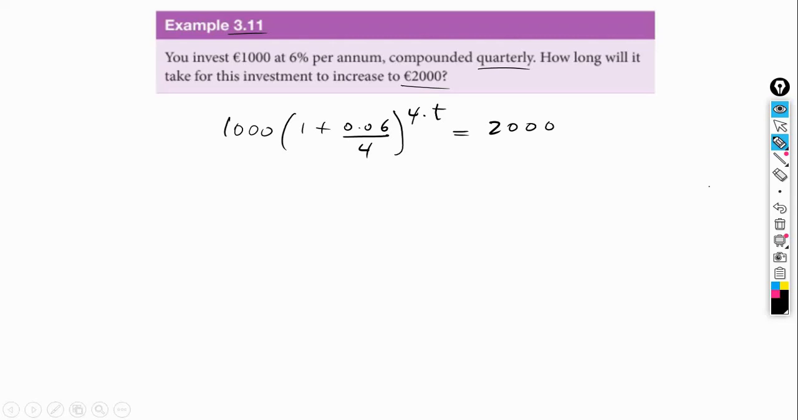That's the question here. So if we do a little bit of expansion here and simplification, notice that we can divide by 1,000, and then we can add this in here, and we're going to get 1.015 to the power of 4t is equal to 2. So here we would have to solve this for t. What we'll do is that we'll use the GDC, and we're going to graph y equals 2 and y equals 1.015 to the power of 4x, and we're going to find their intersection.